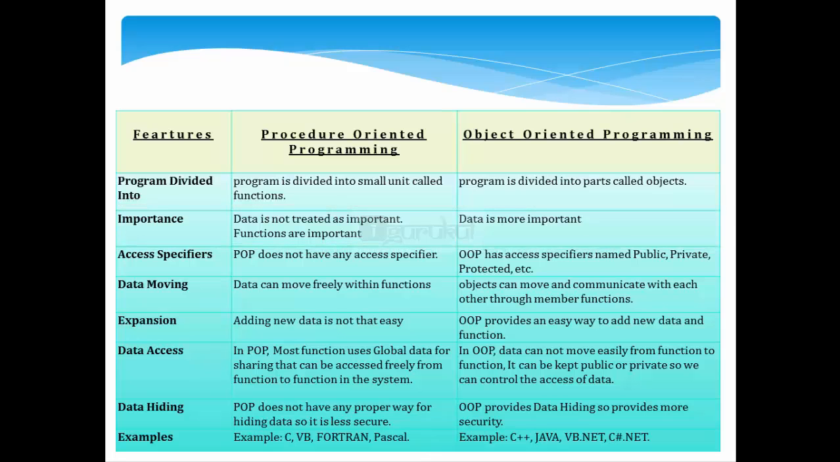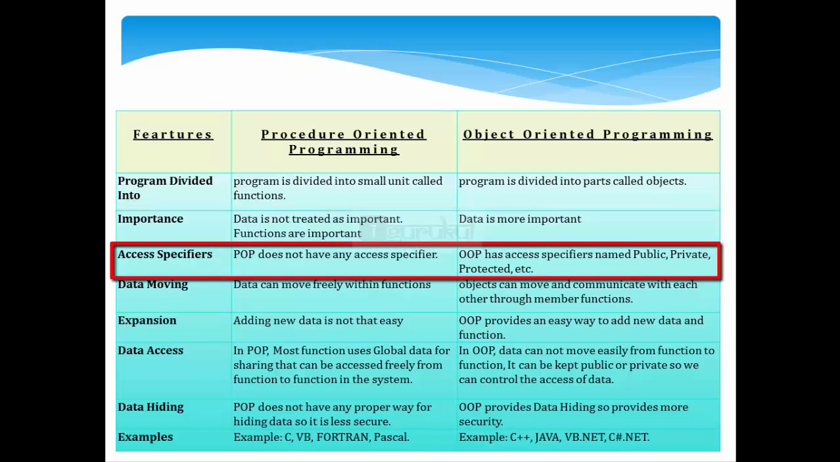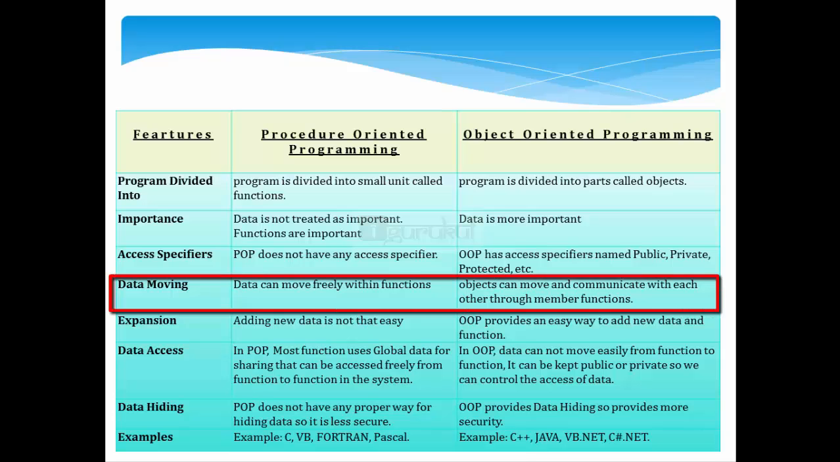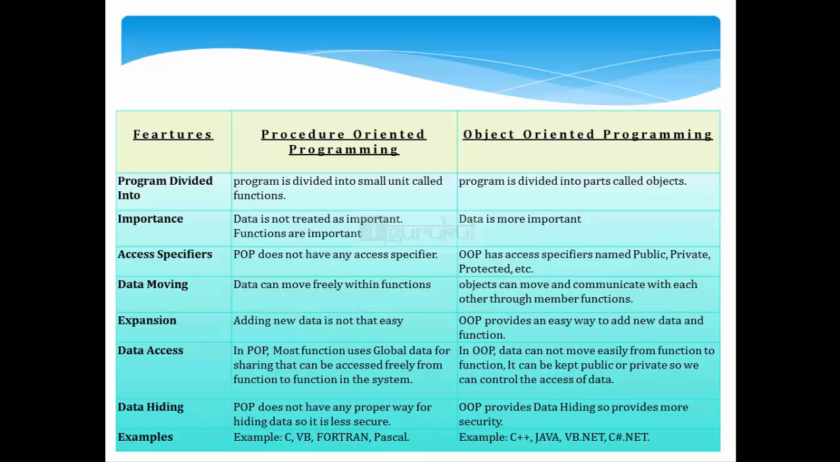Another important thing which we have got in object-oriented programming is that we can use access specifiers, that is public, private and protected. It is used to give access to the data. That means I can select the visibility of my data to the number of functions I want to. In procedure-oriented approach, data can move freely within functions. That was not a good approach. But in object-oriented approach, only objects can move and communicate with each other through member functions.